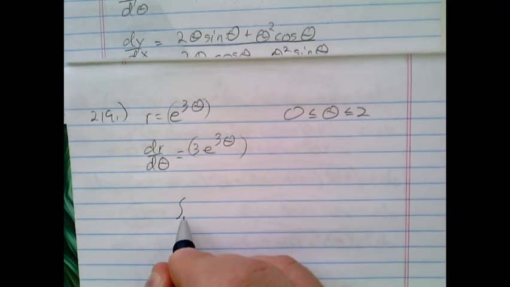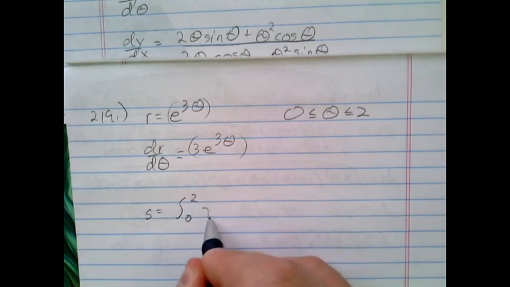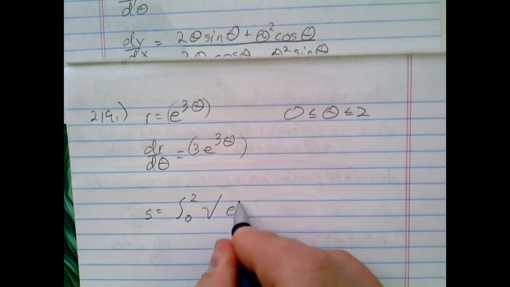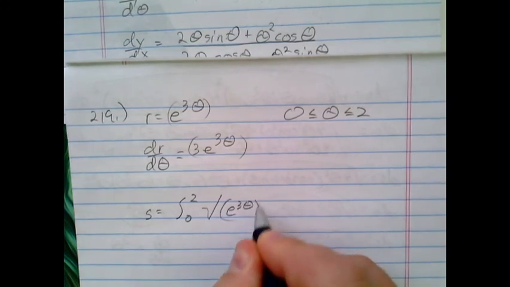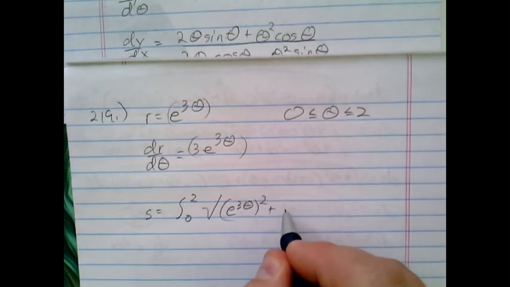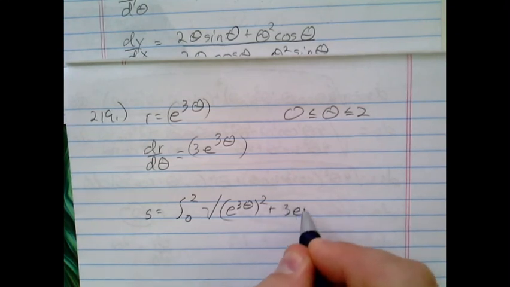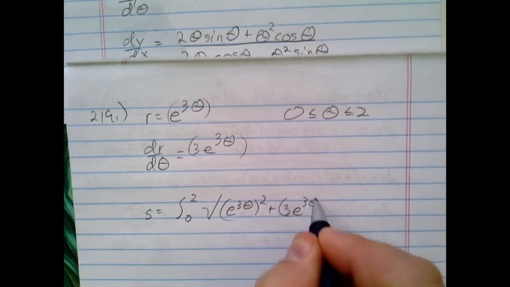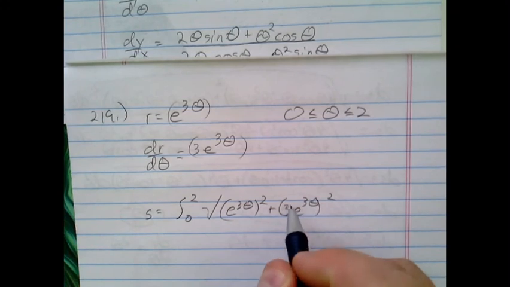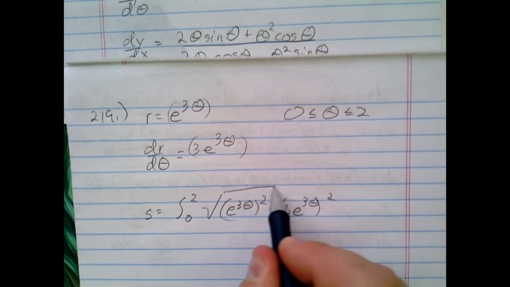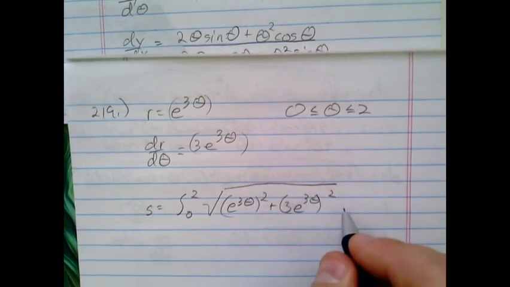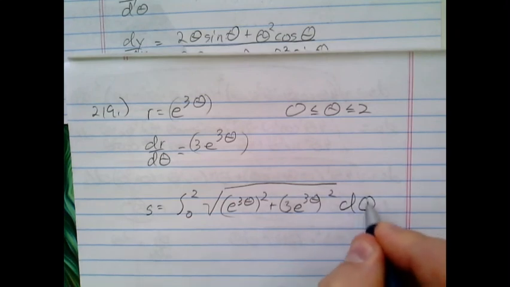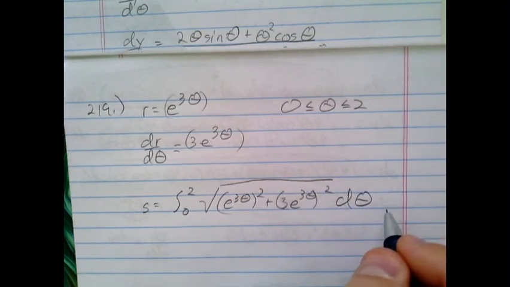So we're going to integrate. This will give us our arc length from 0 to 2, square root. We're going to take an e to the 3 theta, we're going to square that, and we're going to take a 3 e to the 3 theta, we're going to square that, and we're going to take a square root of that sum and integrate with respect to theta.